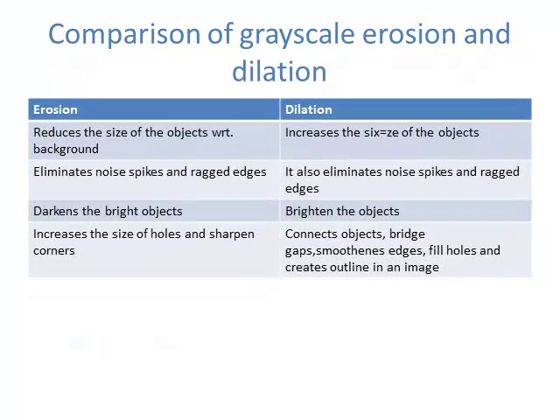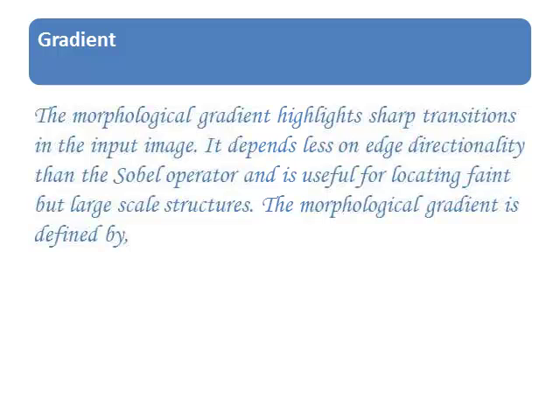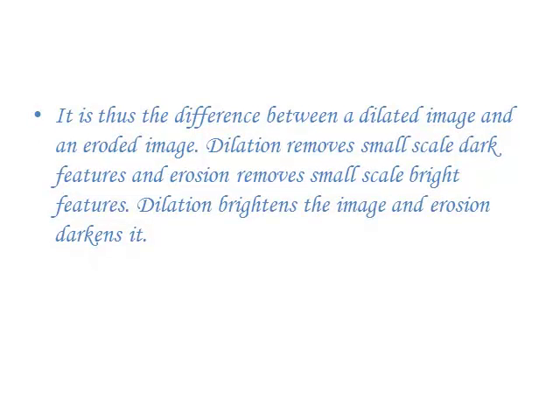Comparison of grayscale erosion and dilation. Erosion reduces the size of an object with respect to background. Dilation increases the size of the object. Erosion eliminates noise spikes and ragged edges. Dilation also eliminates it. Erosion darkens the bright object in the Sobel operator and is useful for locating faint but large scale structures. The morphological gradient is defined by, it is thus the difference between a dilated image and an eroded image.